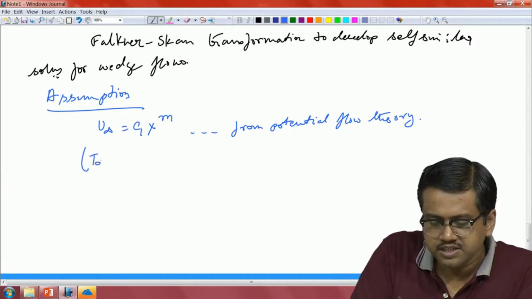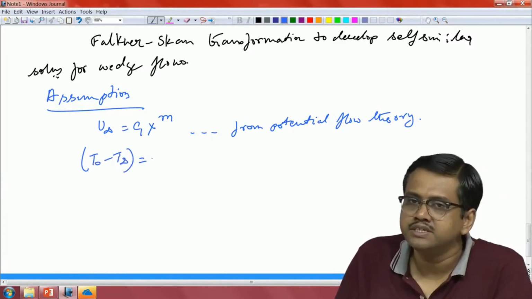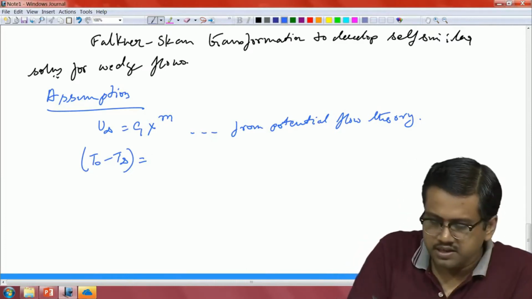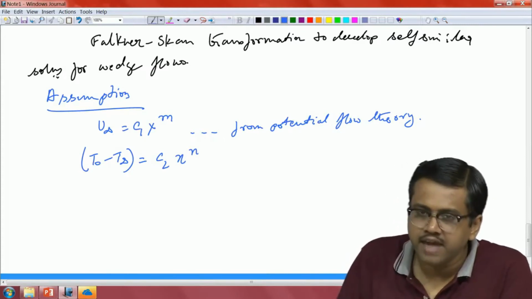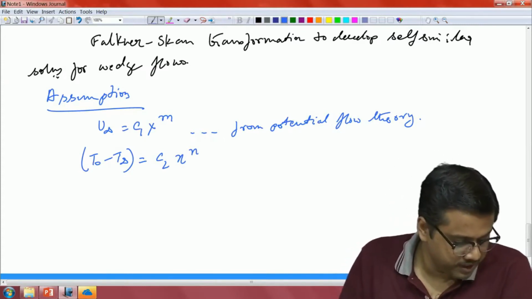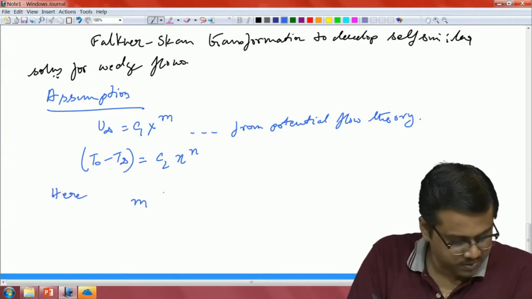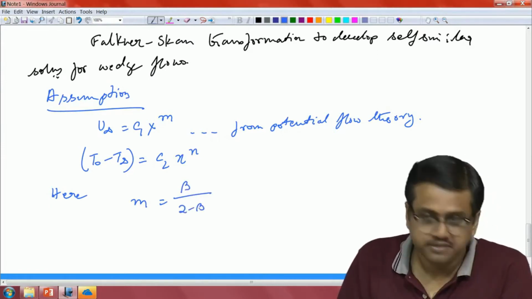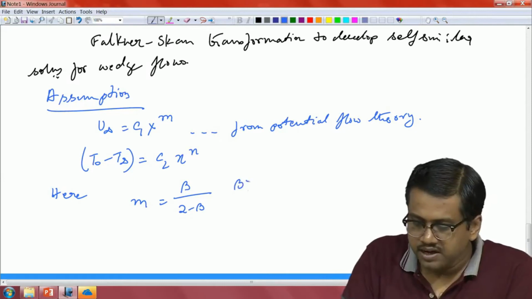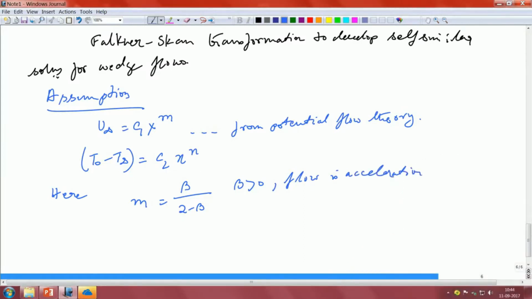Similarly, T minus T infinity, where T naught is the temperature of the wall, is given by C2 x to the power of n. n and m are different as of now. Remember that. Here we try to establish the relationship between the two. m is equal to beta by (2 minus beta), where beta greater than 0 implies that the flow is accelerating. That means it's like a channel flow.